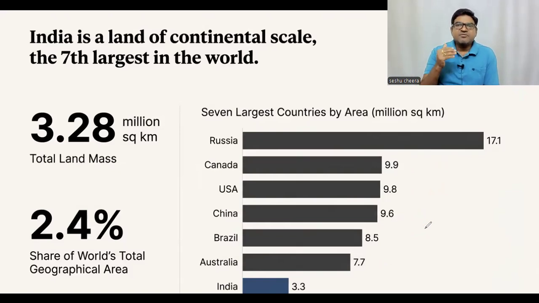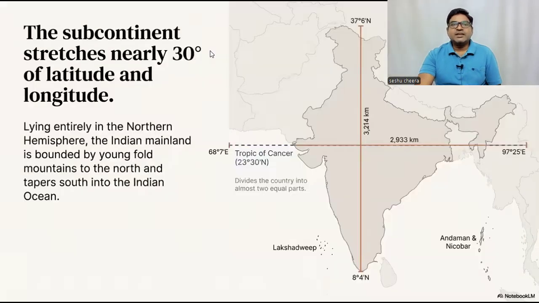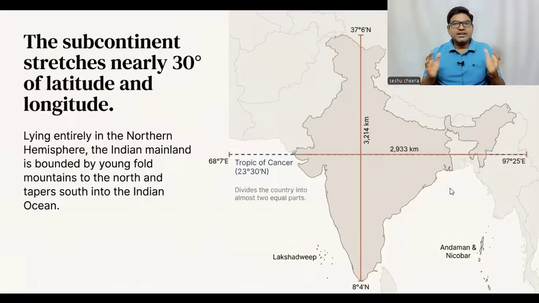It has a very dominant land area. As we can see, it is in the 7th place when it comes to area. So the important aspect here is that India is the 7th largest country in the world. Now let us look at how India is very large. Now we learned that India is the 7th largest country.